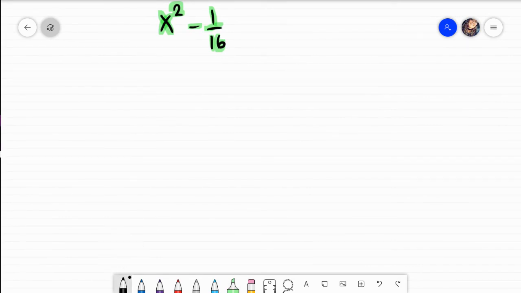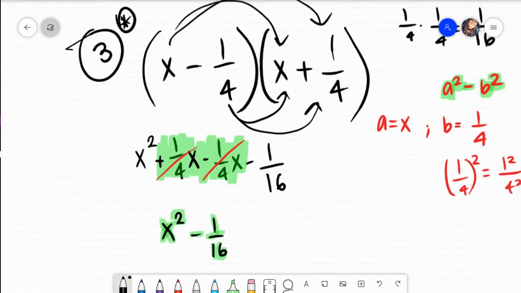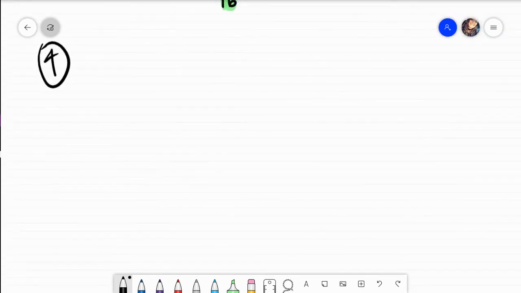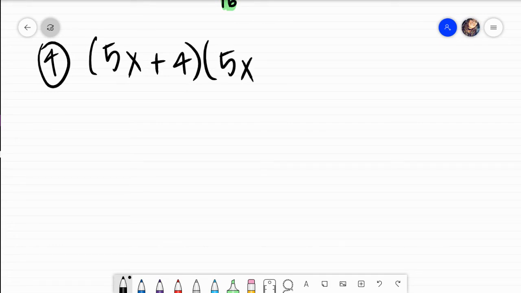Let's do one more, and then I'm going to start another video, okay? That was problem 3, which makes this problem 4. 5x plus 4 times 5x minus 4. Do y'all see what I see?